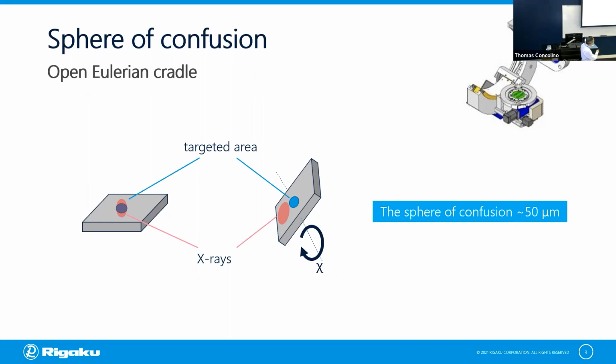Of course, another solution might be a closed cradle, 0 to 360 degrees. It's much easier to achieve a smaller sphere of confusion, but it may block the X-ray beam depending on the geometry. That's why we want to stick to the open cradle design. So the goal is to minimize this 50 micrometer sphere of confusion to have a smaller beam size. This is one of the biggest challenges for us.